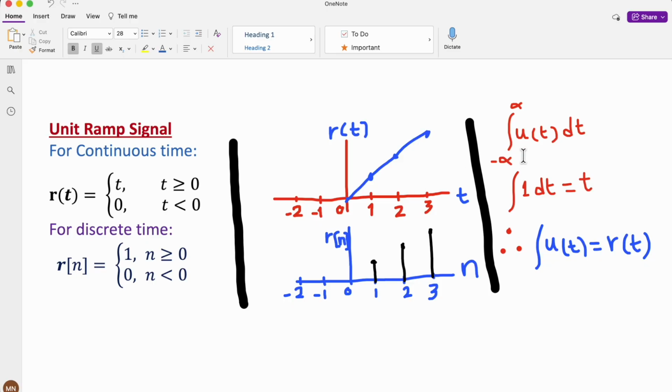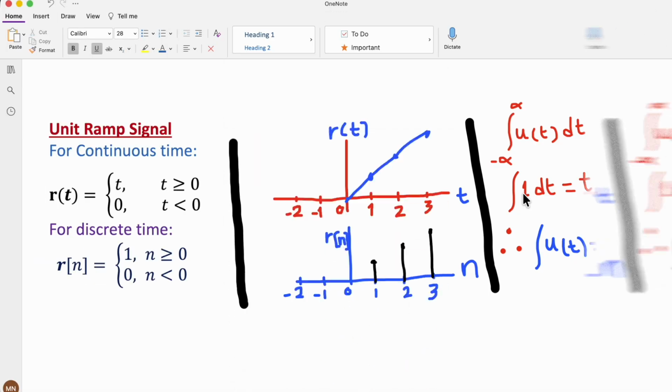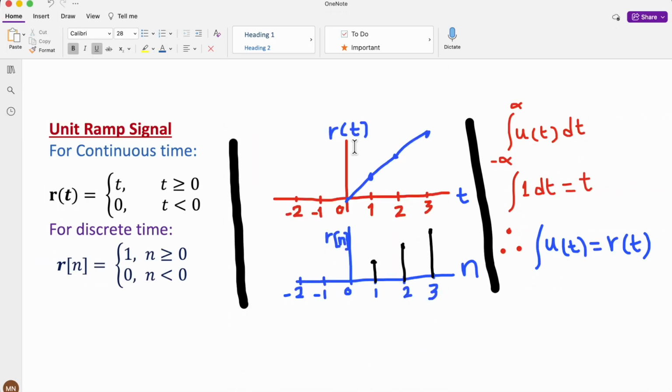If you take the integration of the unit step function, the value of the unit step for all positive values is 1. So if you take the integral from 0 to infinity, the value of u of t is equal to 1. So the integral of the unit step will be the ramp function.